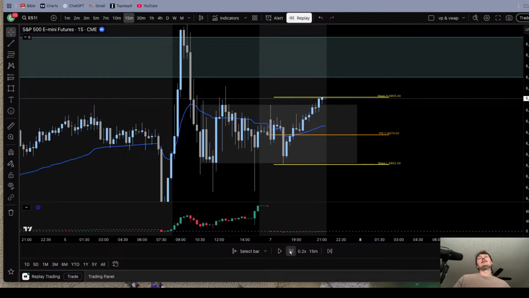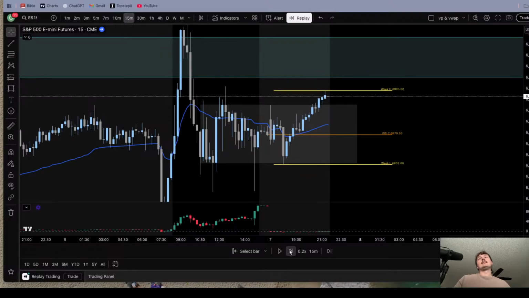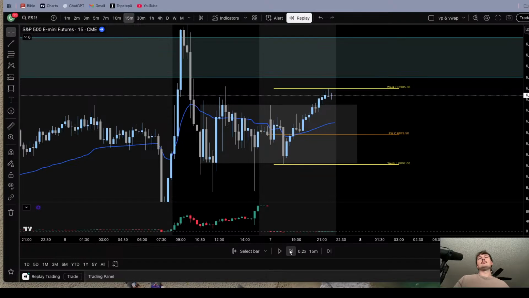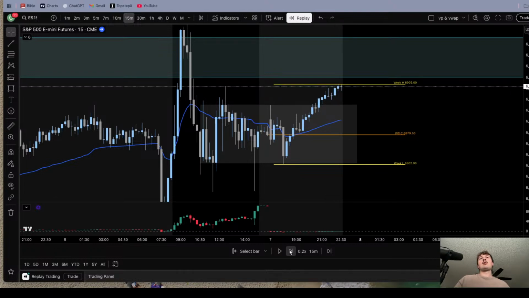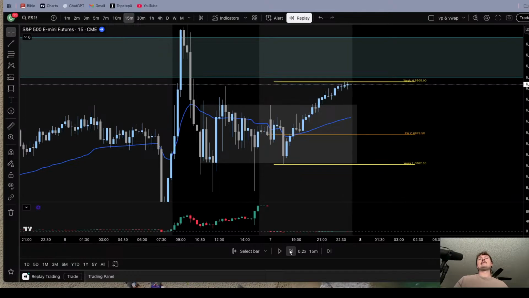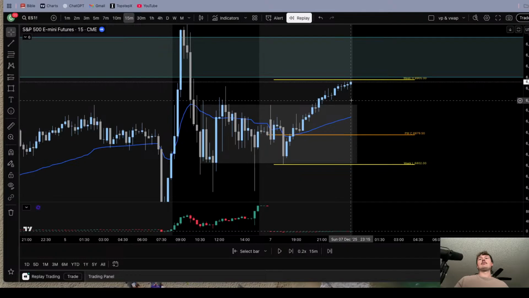All right, we're still pushing up. I'd like to see a bearish candle. These are still bull candles. That's still a bullish one. Still bull. All right. It's pushing higher.